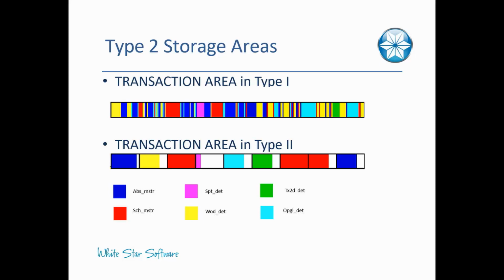It takes longer to read the records that you want, basically. In type 2 storage areas, everything is nicely separated. So ABS master grows in its own place, WD det in its own. So everything grows in its own area. So when I'm querying ABS master, I'm only querying ABS master blocks and no blocks from any other records.